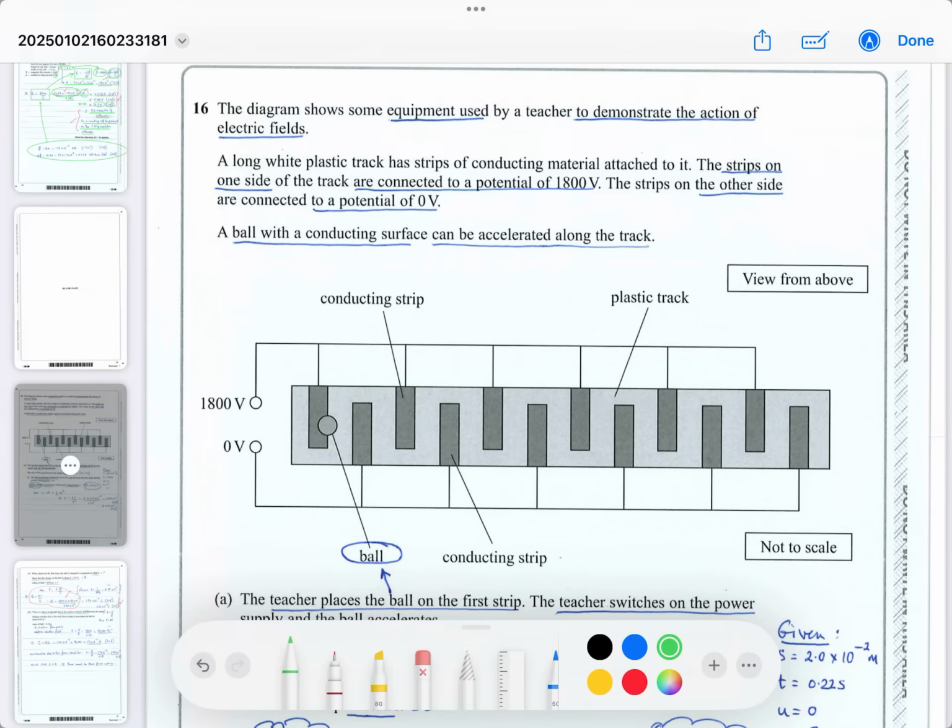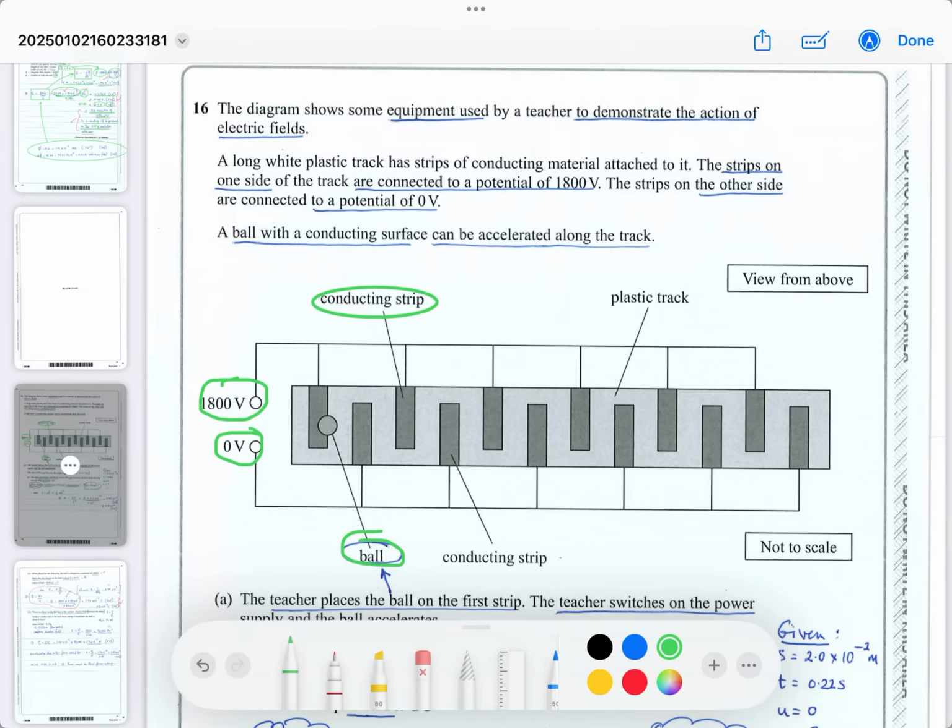The diagram shows, in this question 16, some equipment used by a teacher to demonstrate the action of electric fields. It's kind of analogous to a LINAC, and that's what they're going to go to. So you've got 1800 volts on the top line and 0 volts on the bottom line, and you've got conducting strips at regular intervals of distance, and a ball which is going to be accelerated by the voltage. Okay, so a long white plastic track has strips of conducting material, as I've just shown you.